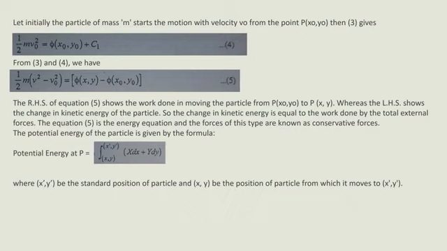The potential energy of the particle is given by the formula: potential energy at P equals the integration from (x, y) to (x dash, y dash) of capital X dx plus capital Y dy, where (x dash, y dash) is the standard position of the particle and (x, y) is the position of the particle from which it moves to (x dash, y dash).